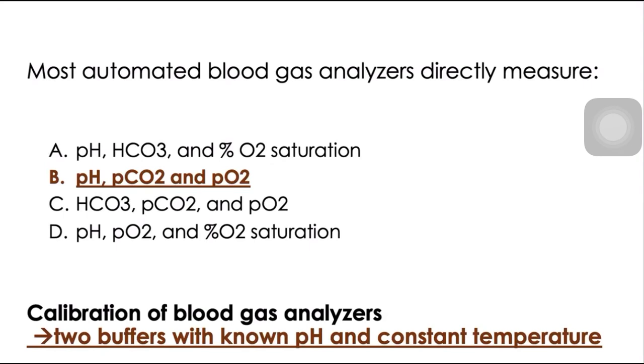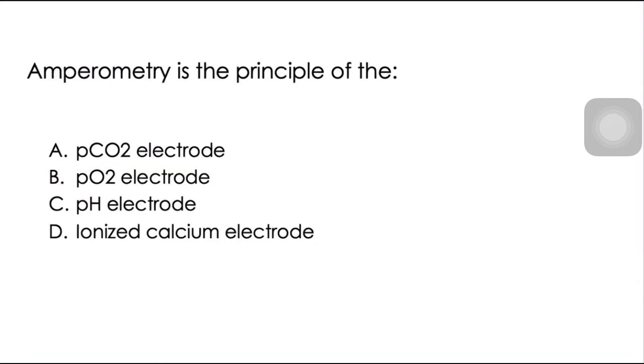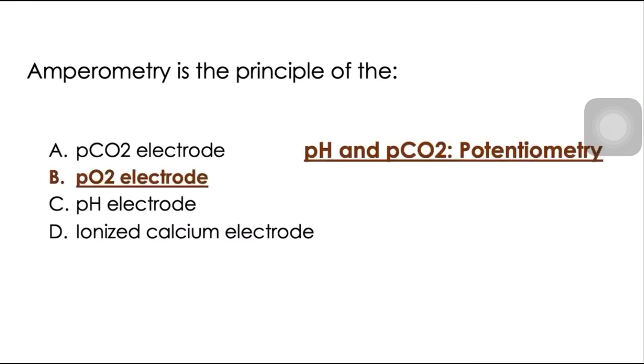So, calibration of blood gas analyzers, we have two buffers with known pH and constant temperature. Okay, so amperometry is the principle of your PO2 electrode. Tama? So, PO2. Kasi yung pH sa PCO2 nakabase sa potentiometry.